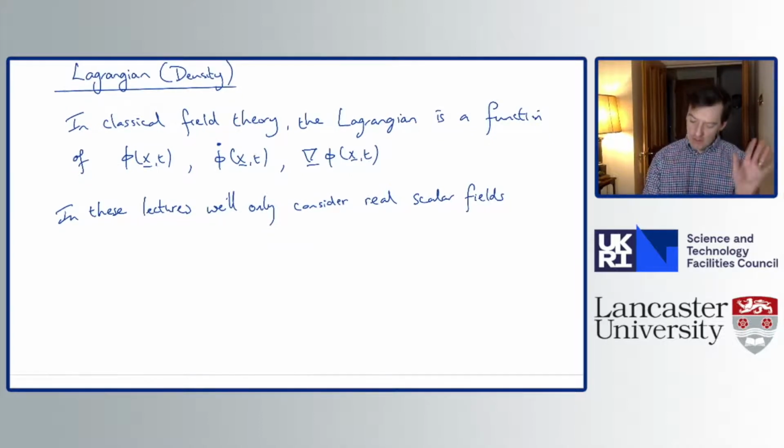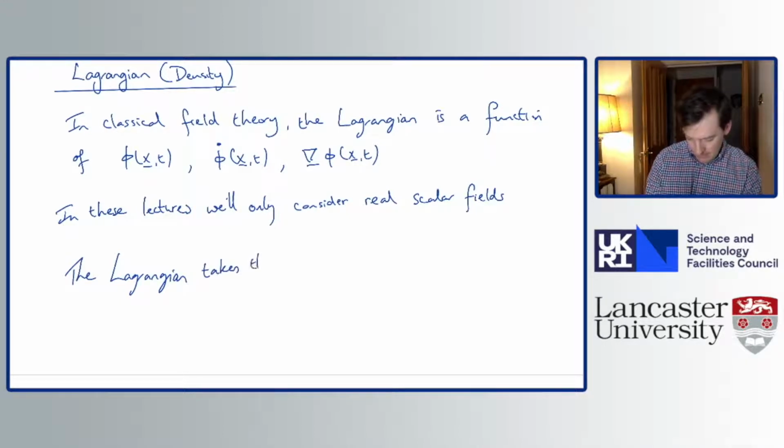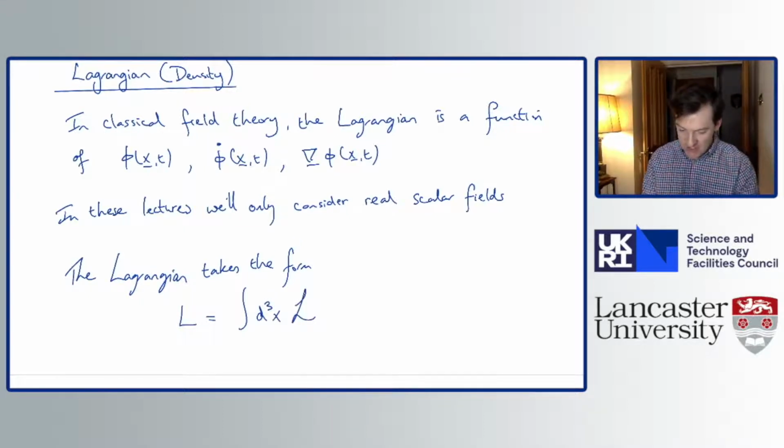Okay, so for this class of real scalar fields, the Lagrangian is going to take the following form. We introduce the Lagrangian L, and it's going to depend on another quantity, which is this Lagrange density, or Lagrangian density. It's a density because we integrate the Lagrange density over volume to get to the Lagrangian.